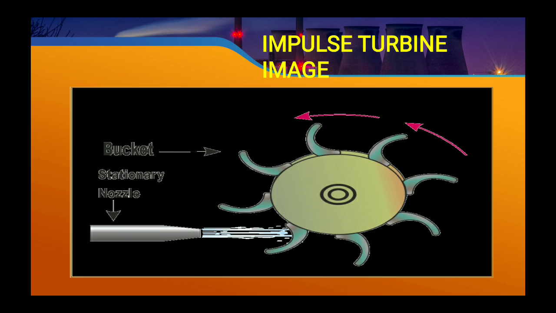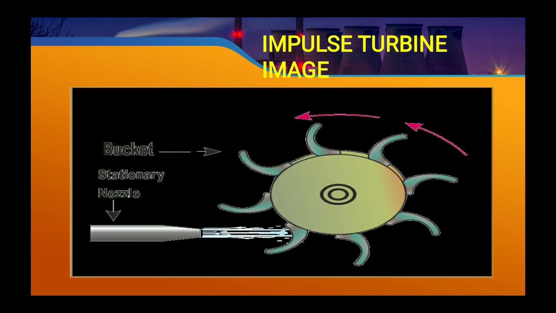Now this is the impulse turbine schematic diagram. Here you can see a bucket and stationary nozzle, and the steam is supplied through the nozzle. In the back part of the nozzle, the steam is stored as kinetic energy, and in the front part of the nozzle, the velocity is increased and the steam pressure is reduced, and it is fed to the symmetrical turbine blade of the impulse turbine. So this is an impulse turbine.